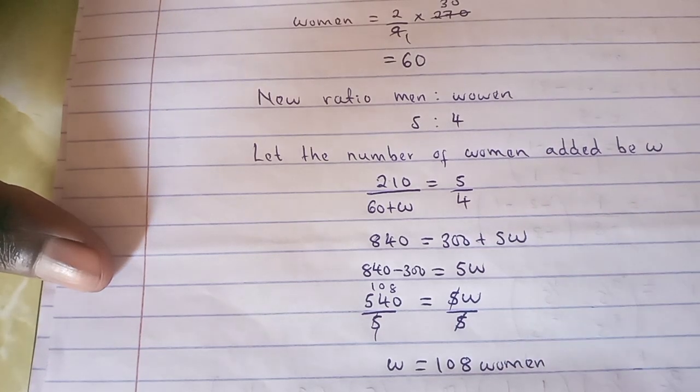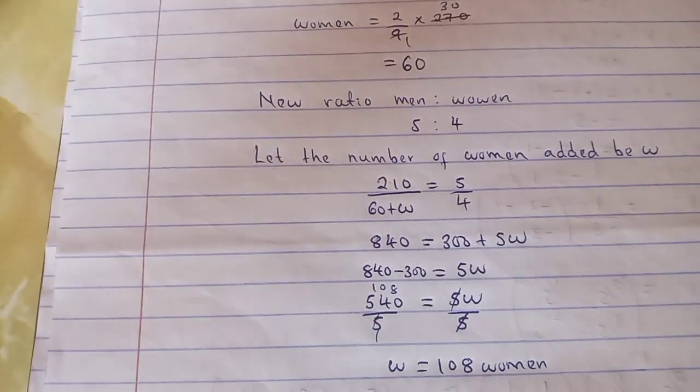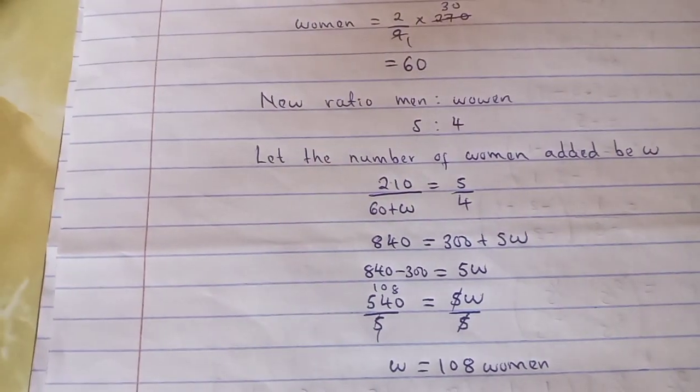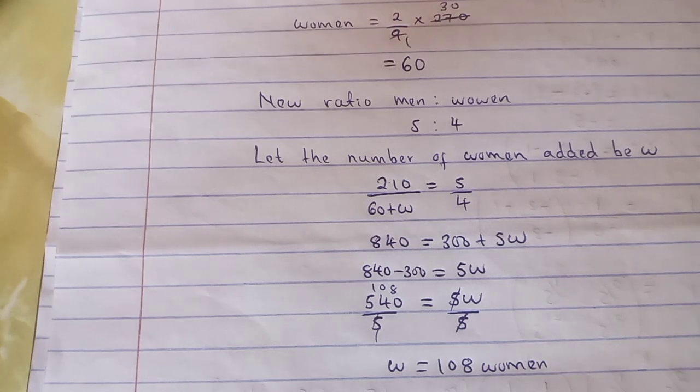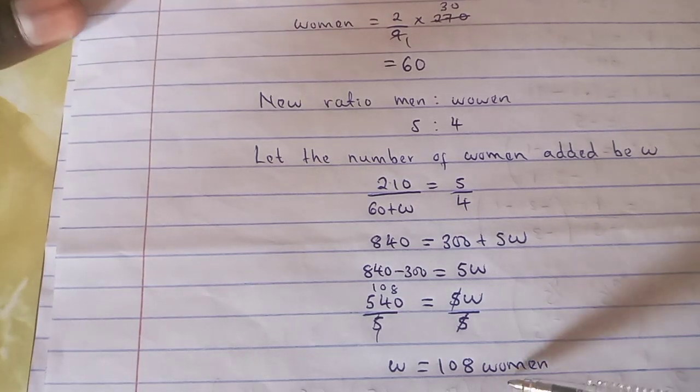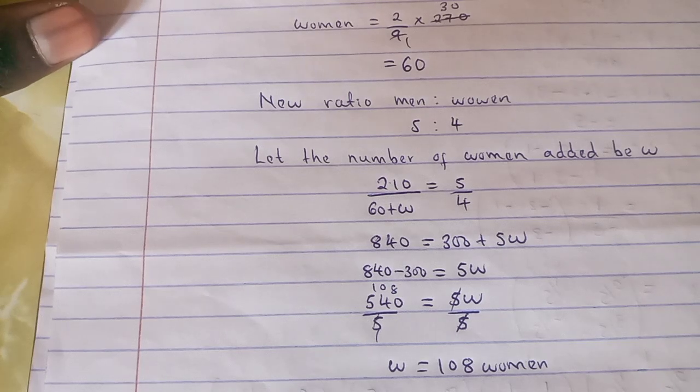So the number of women required to join the existing committee so that the ratio of men to women be 5:4 is 108 women.